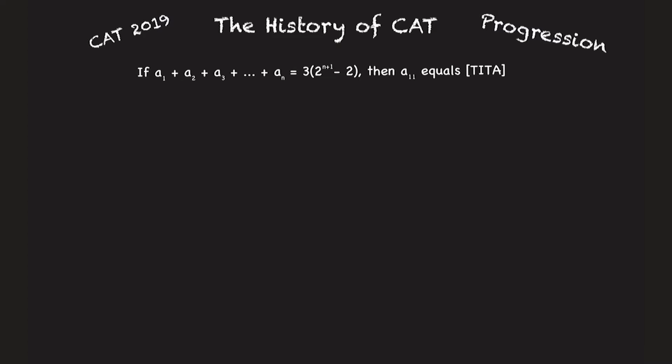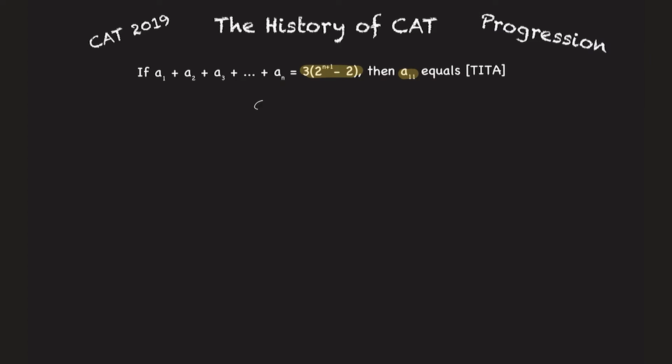So let's start. It is given here: A1 plus A2 plus A3, going on like this up till An, the sum of this is equal to 3 into 2 raised to n plus 1 minus 2. Then find A11. It's a TITA problem, so you don't have any options. I don't understand anything, so let's just start from 1.